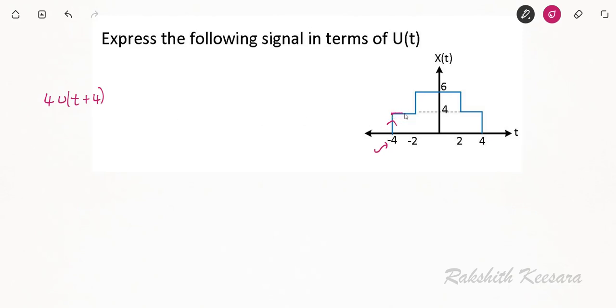After this, it is continued till -2, and at -2 amplitude is increased by 2 again, that is plus 2 into u of t plus 2. Next, this is continued till 2, and at 2 amplitude is decreased by 2. So since it is decreasing, I will write -2 into u of t minus 2, and this is continued till 4. At 4 it is again decreased by 4. So -4 u of t minus 4. This will be the answer.